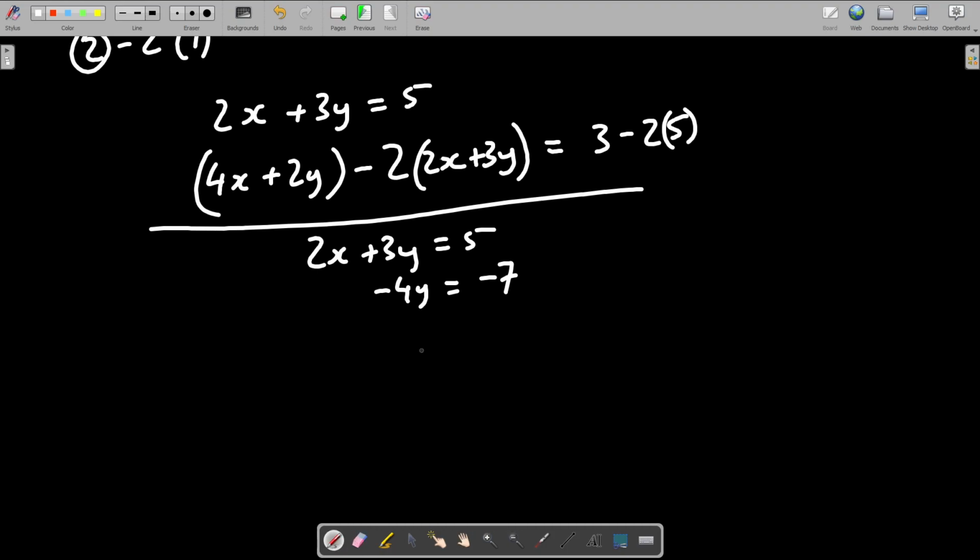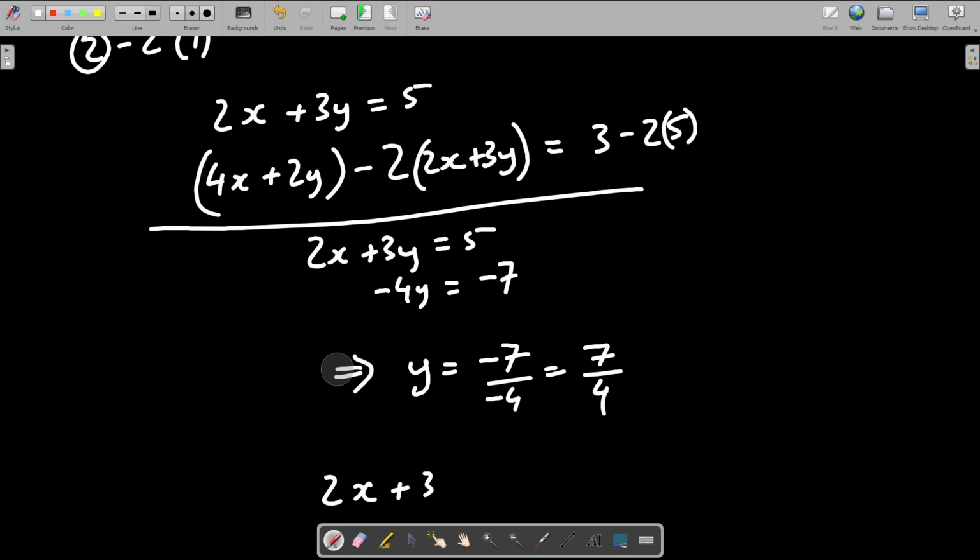We got one answer already. So this will imply that y is equal to minus 7 by minus 4, taking this 4 down the side. So you'll get 7 by 4. Clear? We got the value of y, substitute in the first one. So 2x plus 3 times 7 by 4 gives you 5. Now you can simplify this and get the value of x.